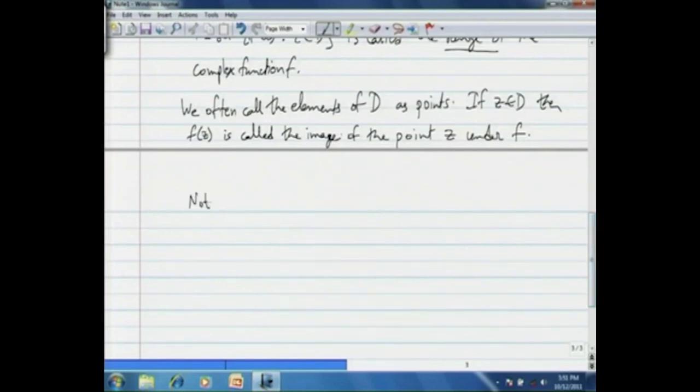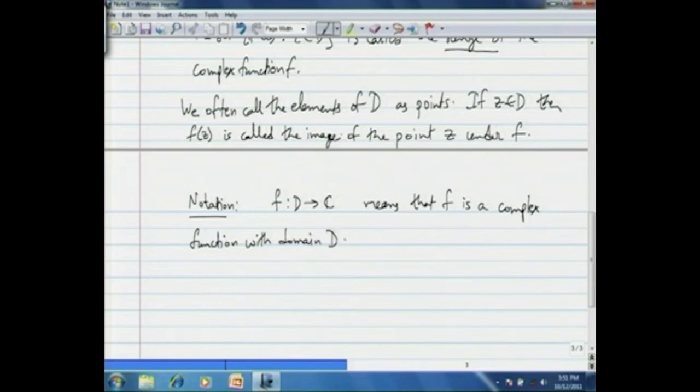And then we will also follow the following notation. If we write f colon D to C, this means that f is a complex function with domain D. Okay, so that's the notation we'll keep using.